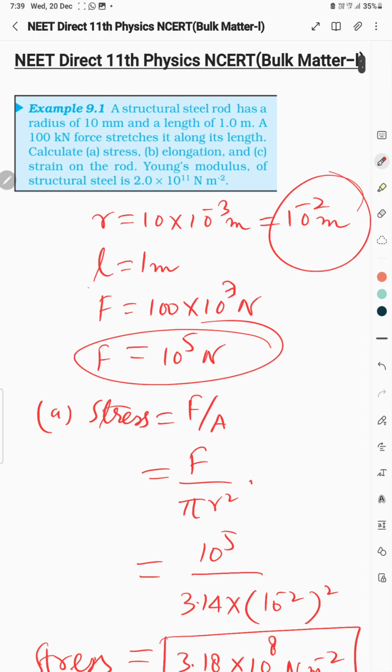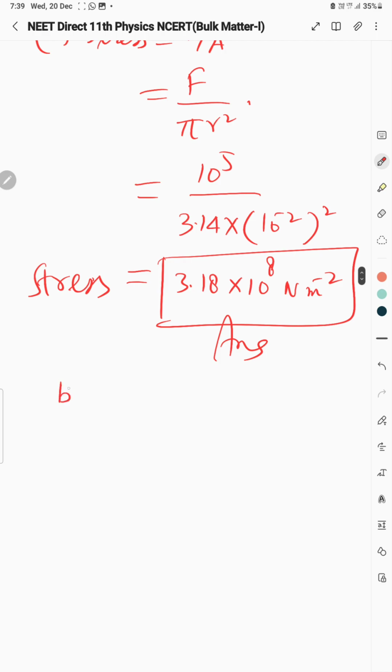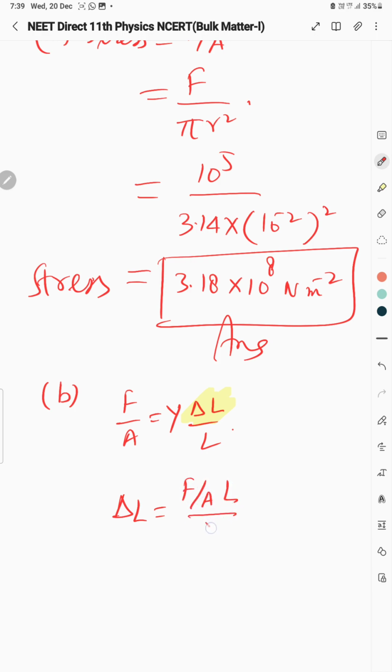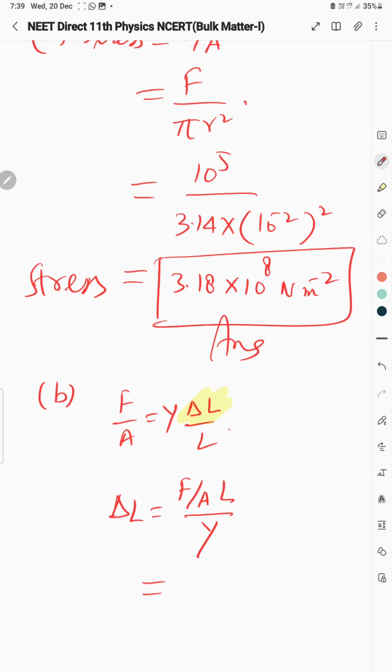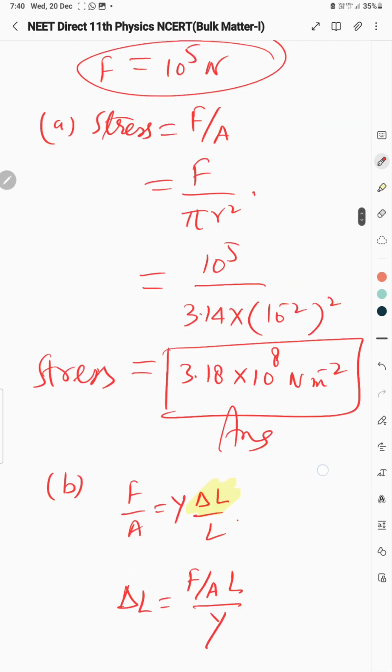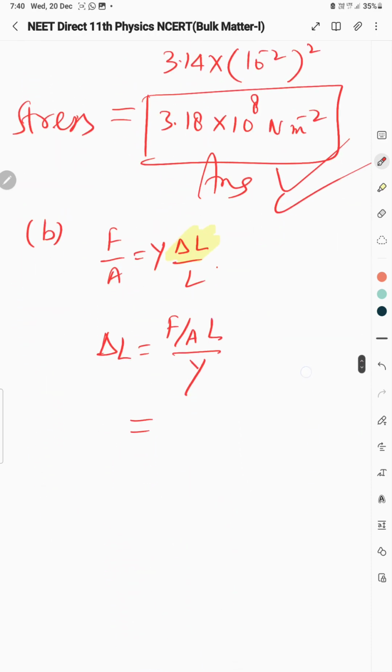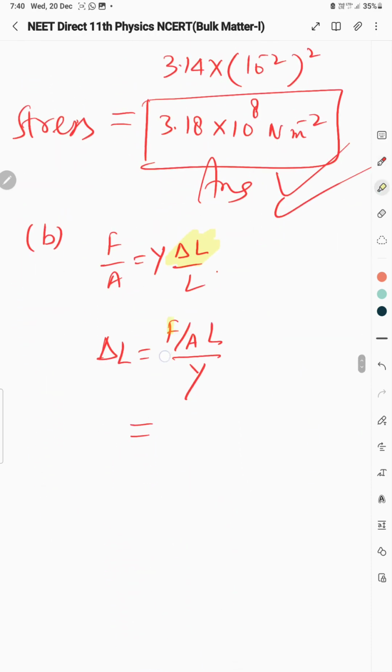Now this question has another part. You're supposed to know the elongation also, that is delta L. So in part B, as you know, F by A is equal to Y delta L by L. So here elongation means this delta L. Let's simplify it. Delta L is equal to F by A into L divided by Y. Now you make substitutions here. We have just calculated this F by A. I put its value.